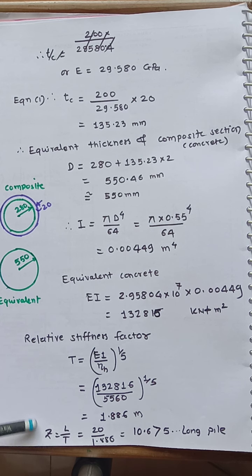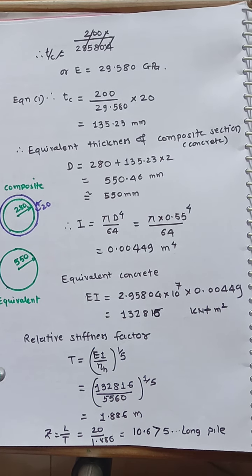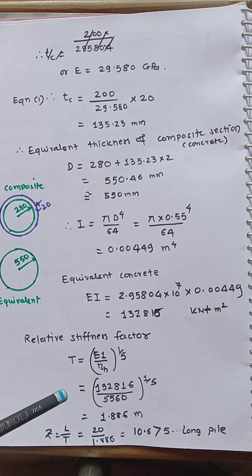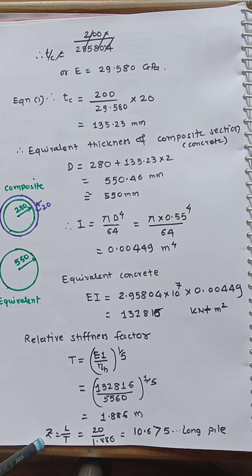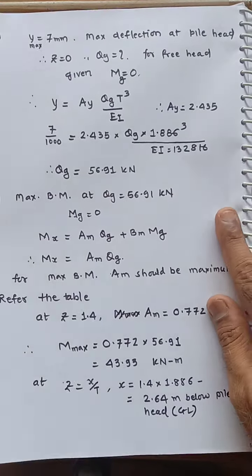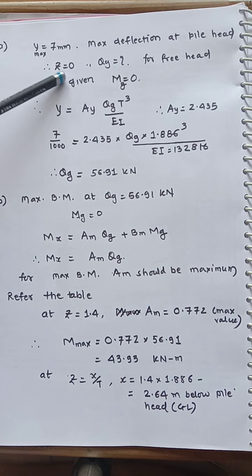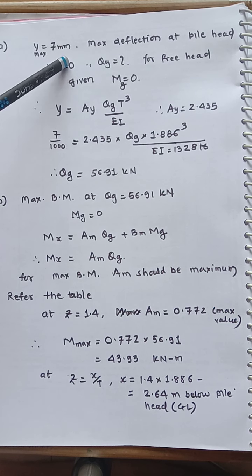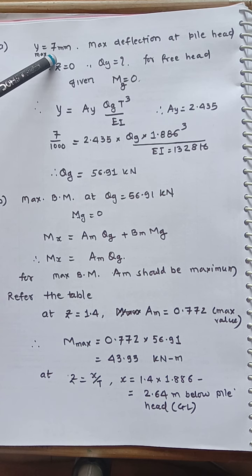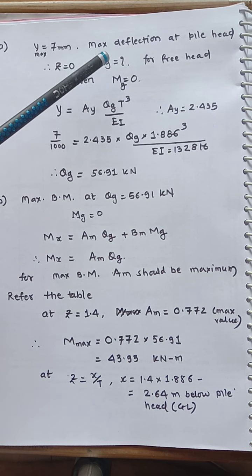Again, check for a long pile. Calculate Z. So the T value is calculated here, and check Z as L by T. The length of the pile is 20 and T is 1.886, so Z is 10.6, which is greater than 5, so it is a long pile. Now the deflection is given as 7 mm. Maximum deflection takes place at the surface, so that is z equal to 0. So what is Qg?